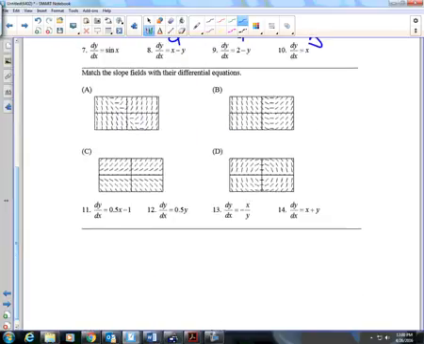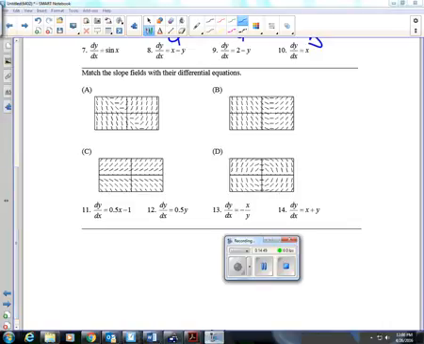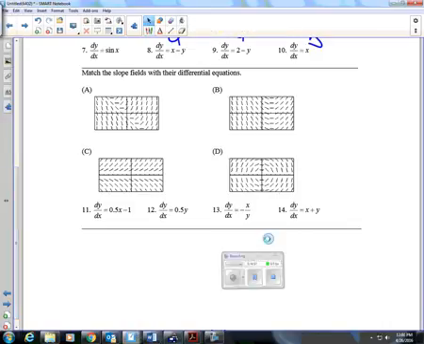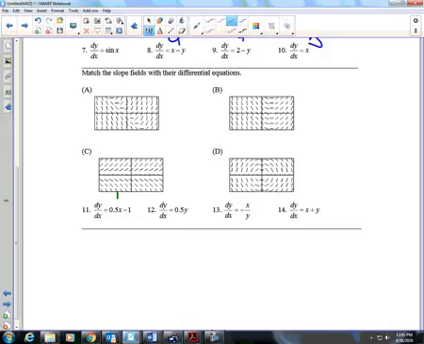Okay, try 11, 12, 13, 14. Or did you already do it? Okay, take one more minute in case you haven't. Try 11, 12, 13, 14, matching slopes. Okay. B, C, D, A. Okay.